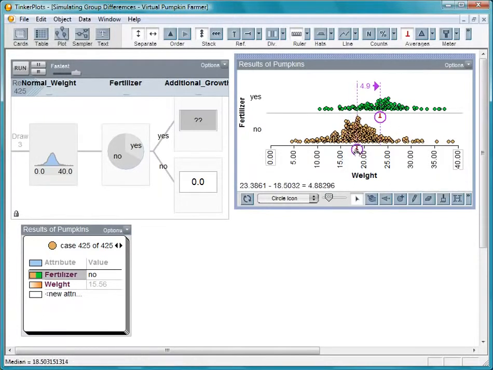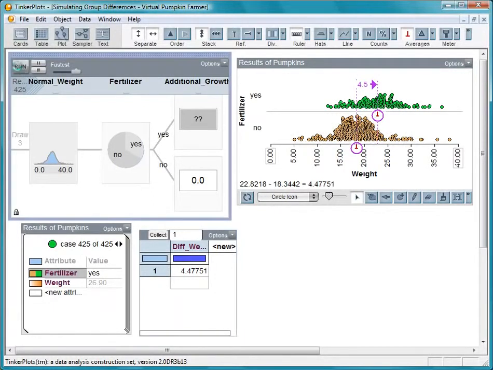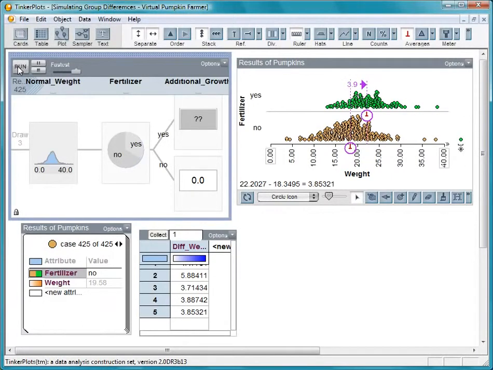To keep track of this difference, click on the History button. The gray boxes that appear tell which numbers in the plot can be kept track of. Click on the difference value and a new case table appears showing that difference. Now, each time we run the sampler, that difference is added to this table of data. We might want to see what a graph of those look like.